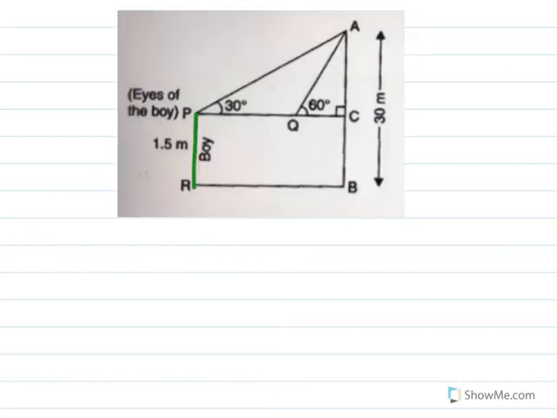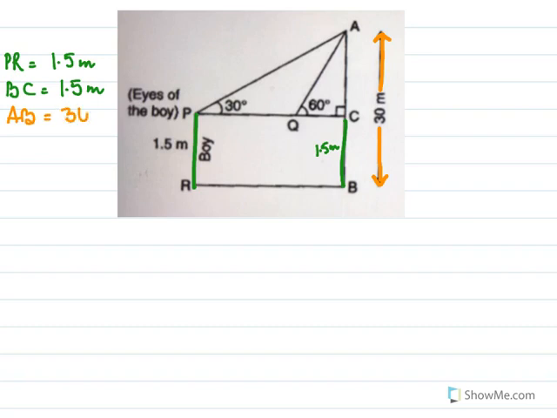So we start with the sum. We say PR equal to BC, and I think you'll know why. This is because it's a rectangle, so 1.5 meters. So we have PR equal to 1.5 meter, and BC is also 1.5 meter. Now the entire building was given to us as 30, which means AB equal to 30 meter.